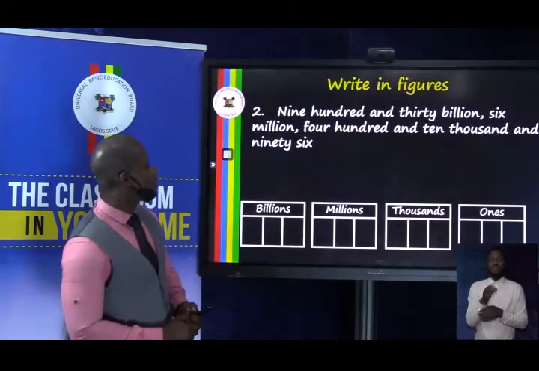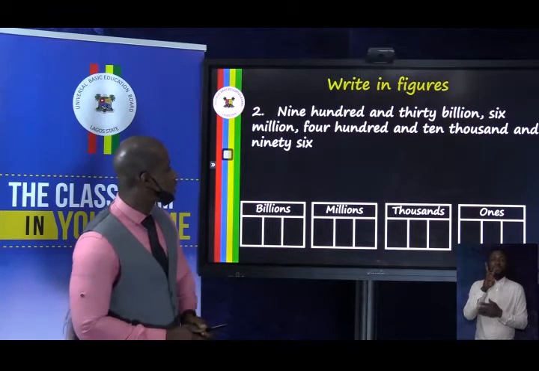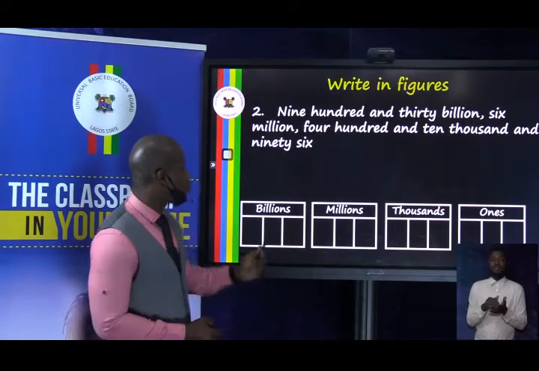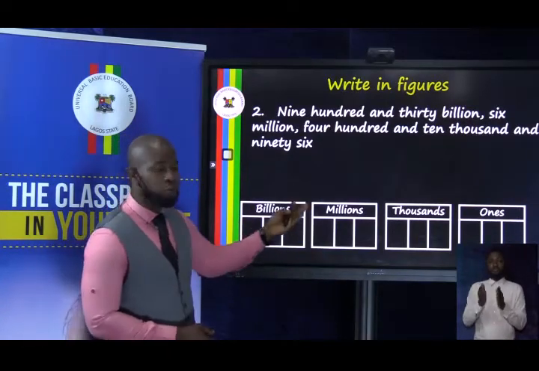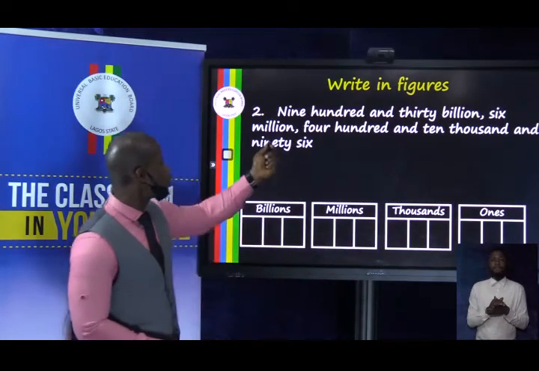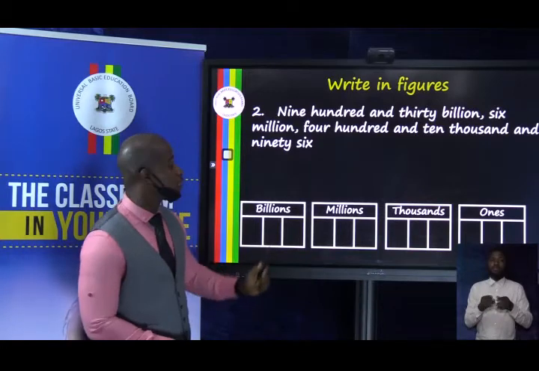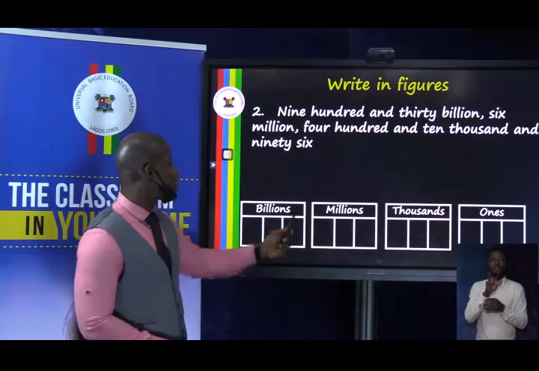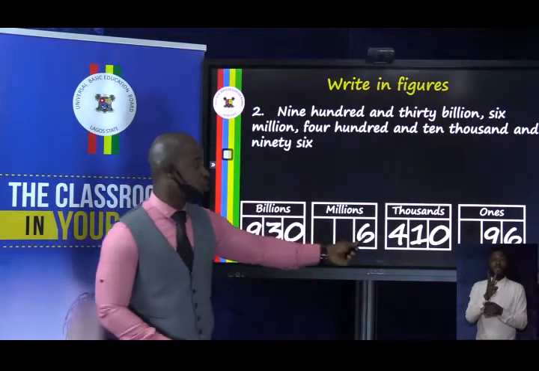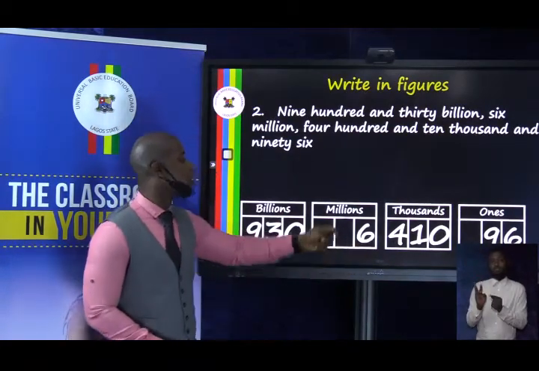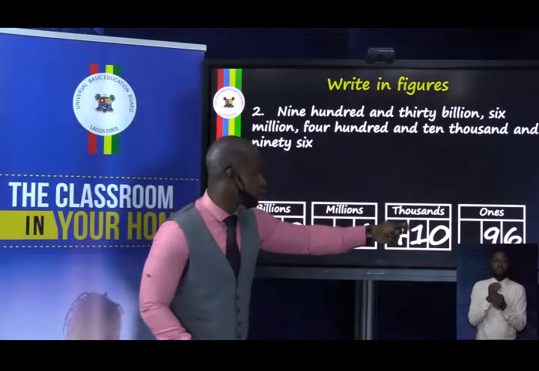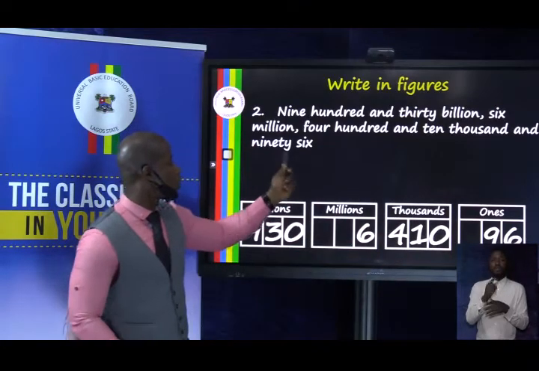The next one says 936 billion 6,410,096. So again, we build the houses from billion because billion is the largest place value, and we have to build for million, thousands, and one. Then we'll put the numbers that correspond to each of the place values under them. 930 under billion, as you can see. Under million, we have just 6, so we feed it from the right. That's why you have it here. Under thousands, we have 410. That's 410,000, so 410 under thousand. Then under the ones, you have 96.